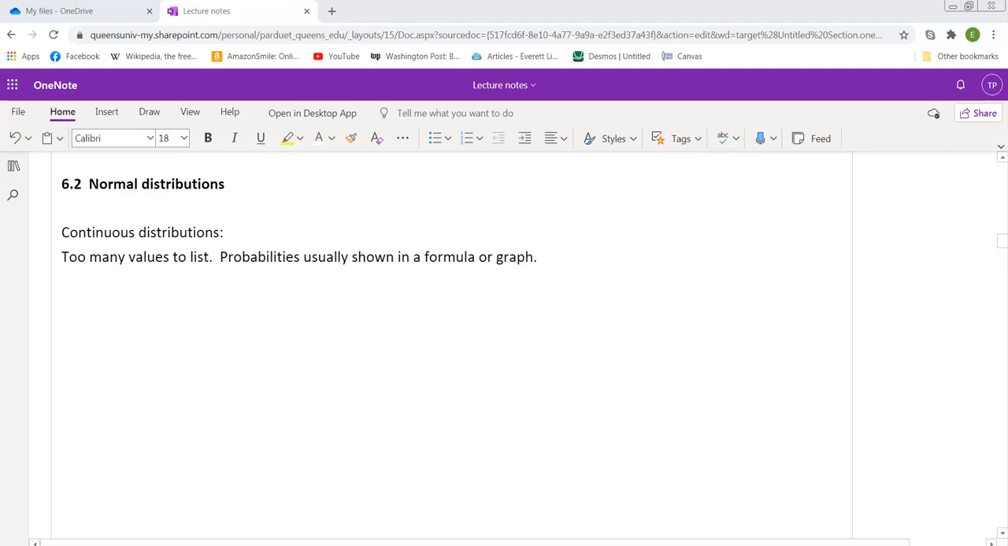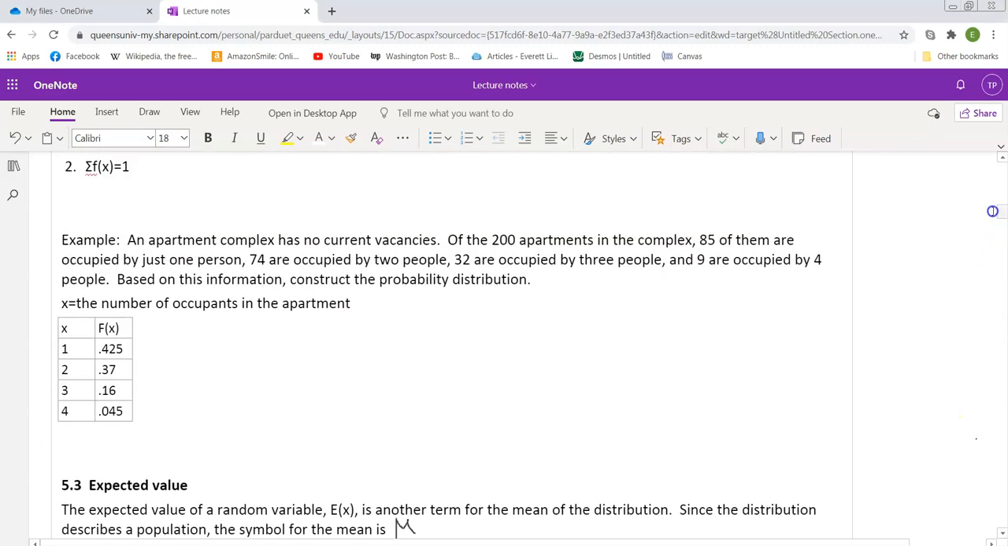So previously when we looked at discrete distributions, we saw a table of values, right? We saw a bunch of x's listed and their corresponding probabilities. And to find those probabilities, all we had to do was, if you wanted, for this example, the probability that x equals 2, you just have to look on that table and see that's 0.37.